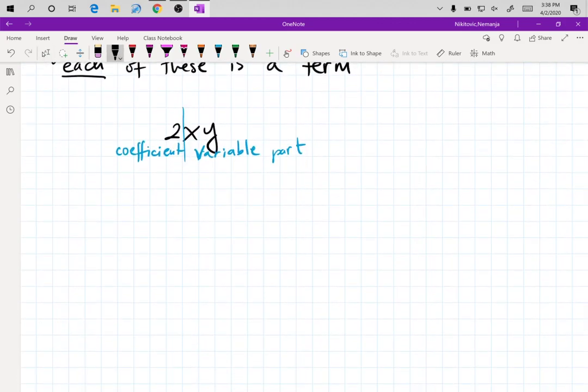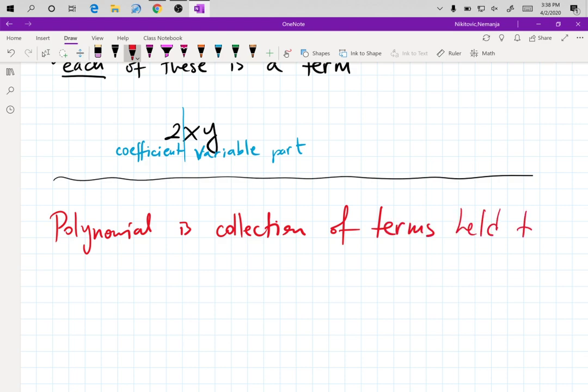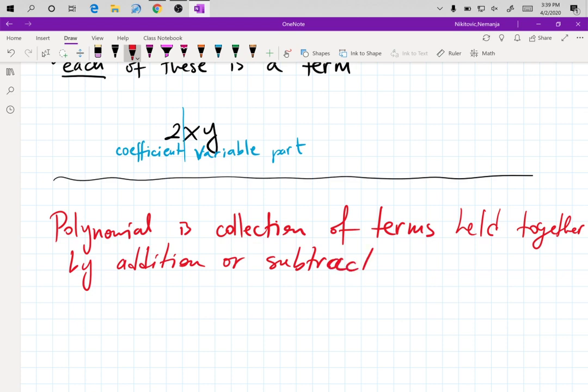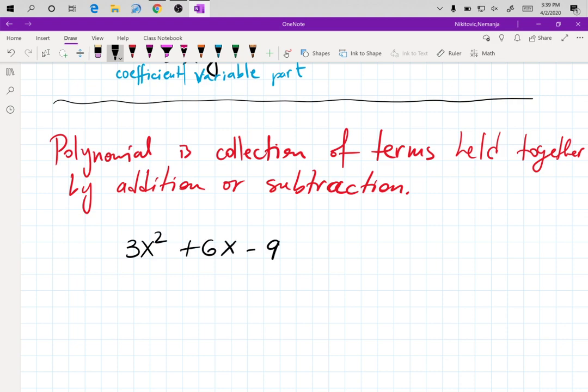Now when you connect many terms using addition and subtraction, you get what we call a polynomial. So a polynomial is a collection of terms held together by addition or subtraction. Example: 3x squared plus 6x minus 9. That's an example.